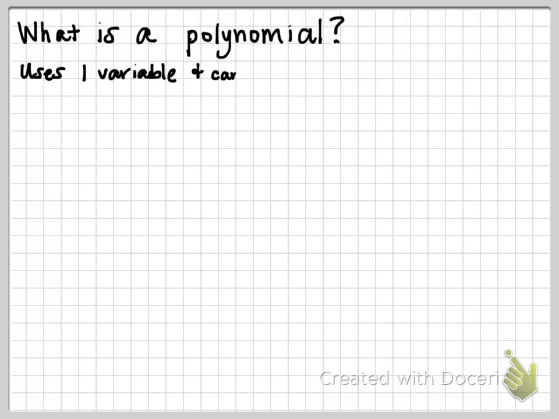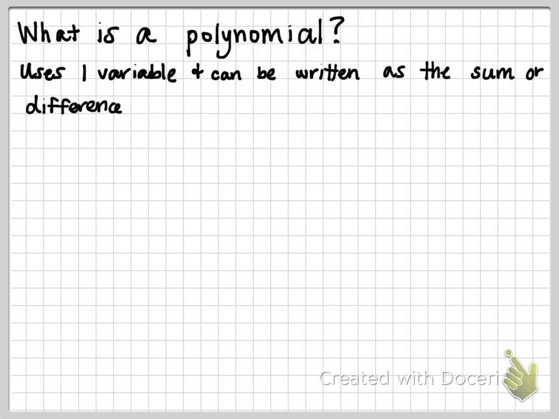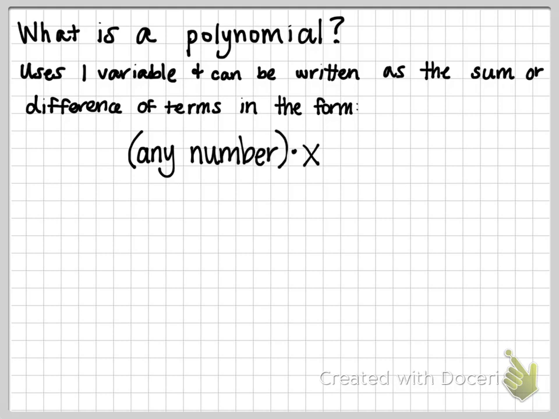So it uses one variable. It can be anything. It can be any letter that we know. I'm going to use x for the definition, but it doesn't have to be x. But it uses one variable and can be written as the sum or difference of any terms. Now, terms are things that are separated by multiplication or division. And so the term can be any number in the front times x to any whole number exponent.